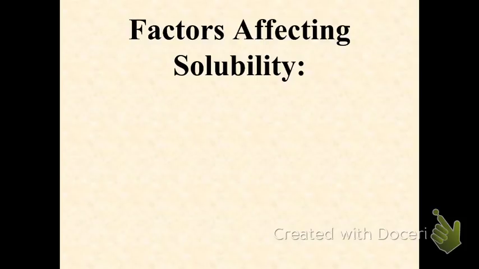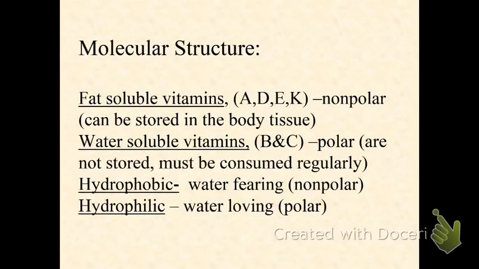Factors affecting the solubility, the first one is going to be its molecular structure. Fat-soluble vitamins, for instance, are going to be able to go into your body tissue, your fat in the body tissue. There are certain vitamins that only will dissolve in fat. And then there's water-soluble vitamins, such as vitamin B and vitamin C. They are polar and they are not stored, so they must be consumed regularly. I don't know if you've ever taken a supplement that's really, really high in vitamin C. If you have, you probably got a surprise when you went to the restroom and your urine turned bright neon yellow, and that is because your body can't store vitamin C, so it just basically eliminates the extra whenever you go to the restroom.